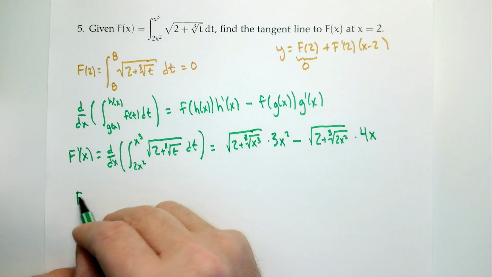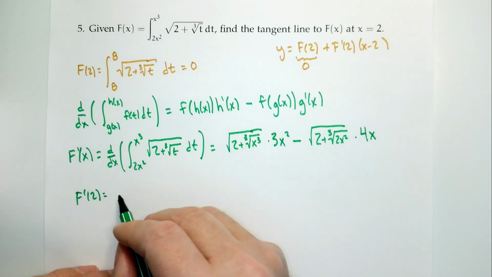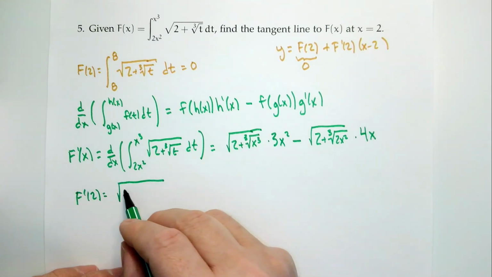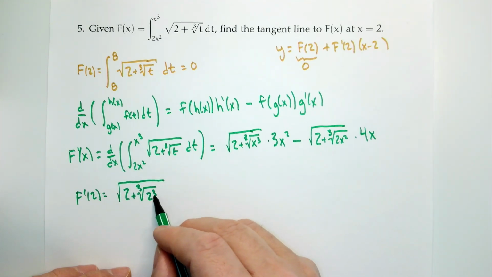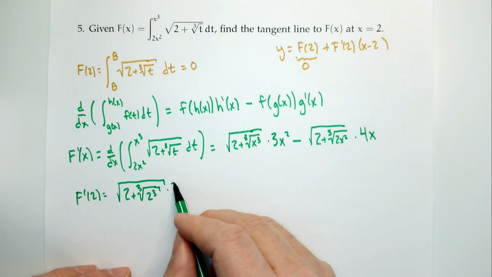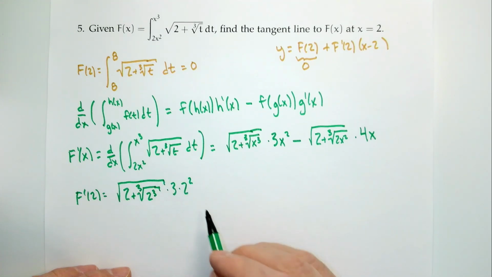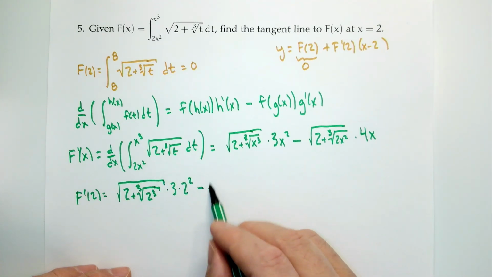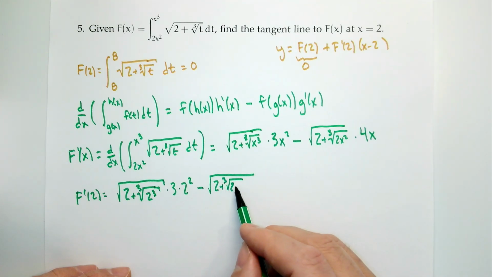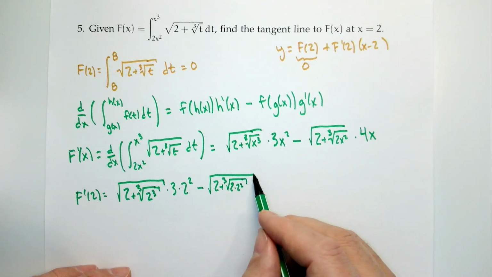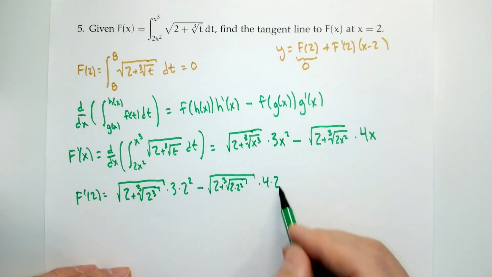So that's the generic f prime of x. So what does f prime of 2 equal? Well, that's going to be the square root of 2 plus the cubed root of 2 cubed times 3 times 2 squared, minus the square root of 2 plus the cubed root of 2 times 2 squared times 4 times 2.